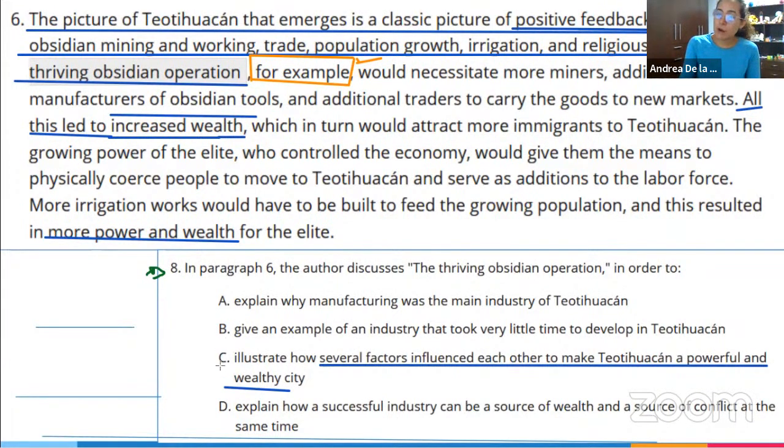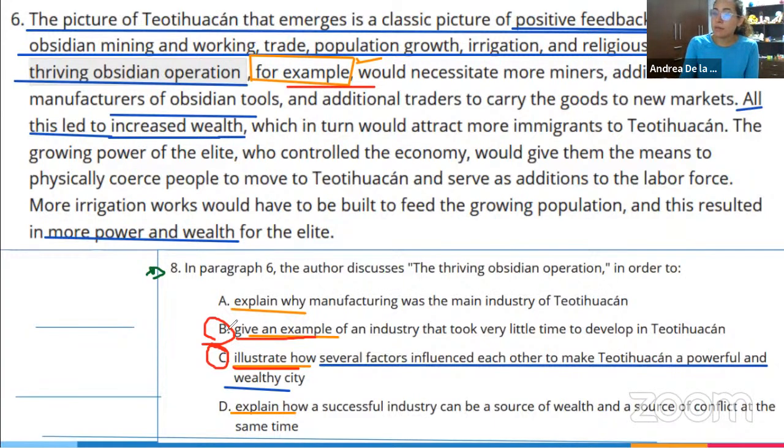So you look for the verbs. If you noticed, all of the answer choices consist of a verb and then an object. So if you look for the verbs, you have explain why, give an example of, illustrate how, explain how. The only verbs that basically mean examples are options B and C, because they say give an example, that's an example, or illustrate. An illustration is an example.